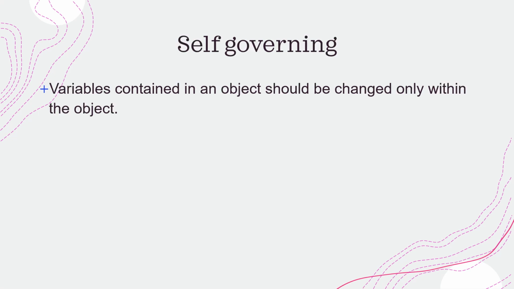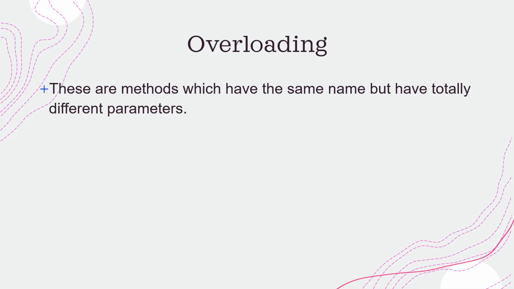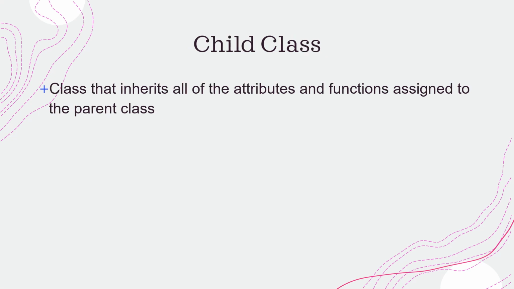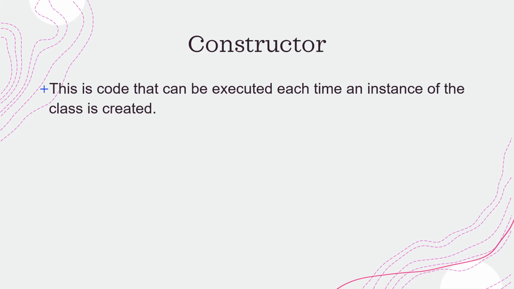Self-governing: variables contained in an object should be changed only within the object. Overloading: these are methods which have the same name but have totally different parameters. Subclass: class that inherits all the attributes and functions assigned to the parent class. Constructor: this is code that is executed each time an instance of a class is created.